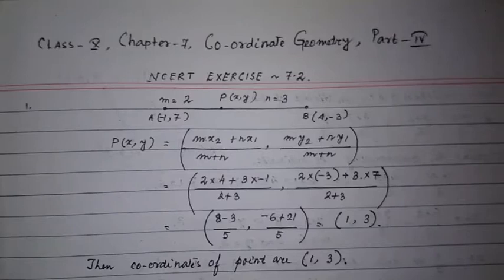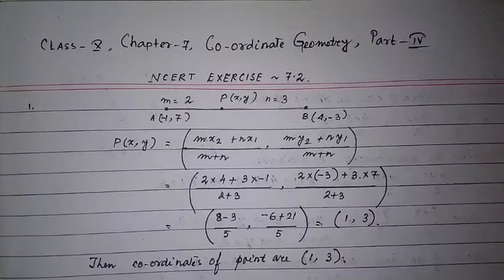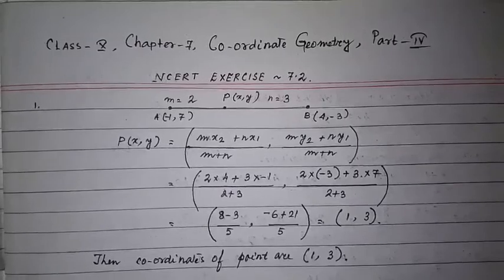Hello students, for class 10 this video consists of a few important sums from NCERT exercise 7.2, chapter 7, coordinate geometry. Now, sum number 1. First let us read the sum.